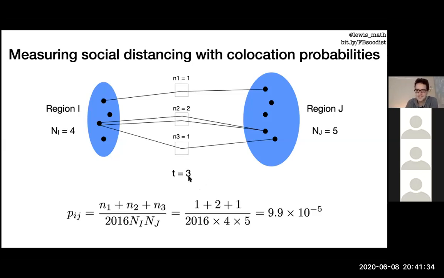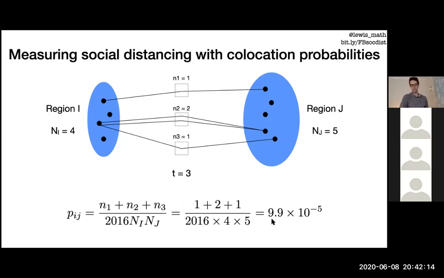This process continues. So the co-location probability is the total number of those contacts that happened. People were moving around to other places throughout the week. What we count is the number of passages through those tiles, divided by the population of both regions, and then divided by 2016, the number of 5-minute intervals in one week. So this is a weekly number. Put those things all together, and you get a probability that's a small number.